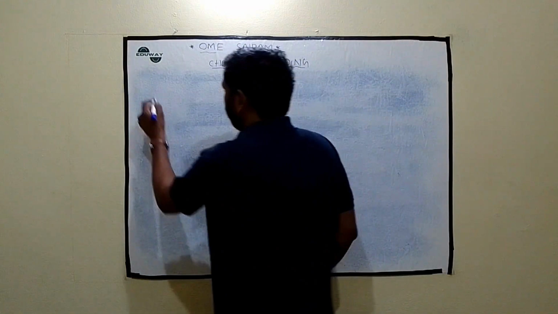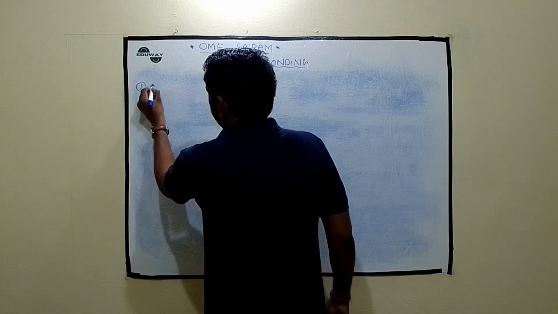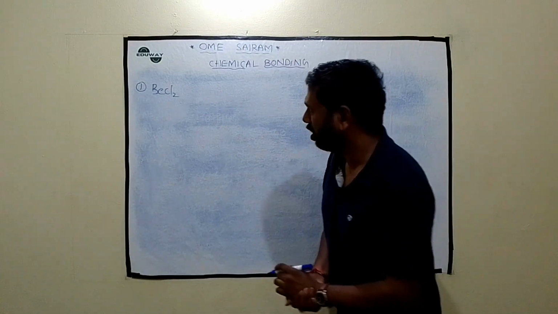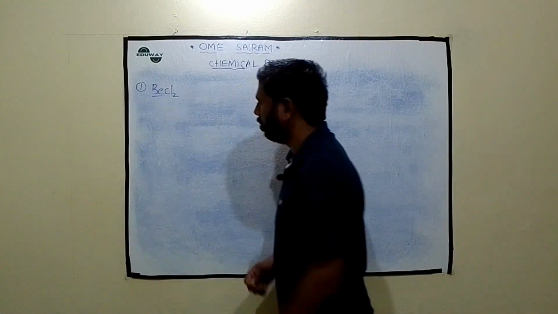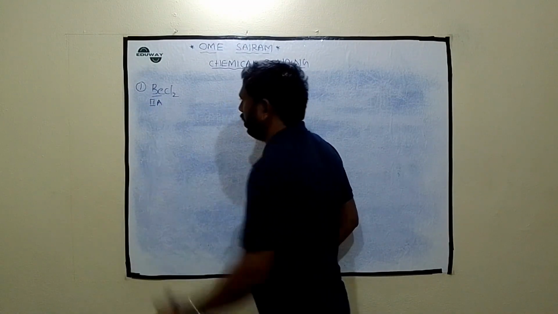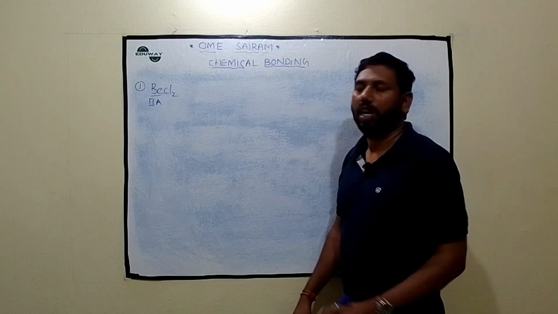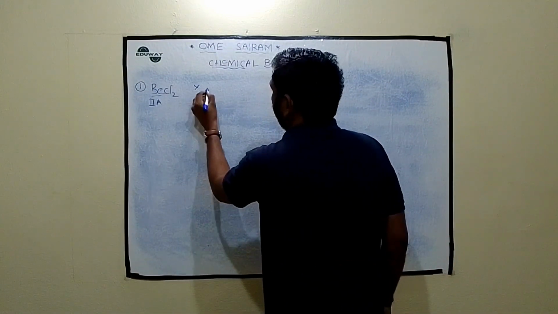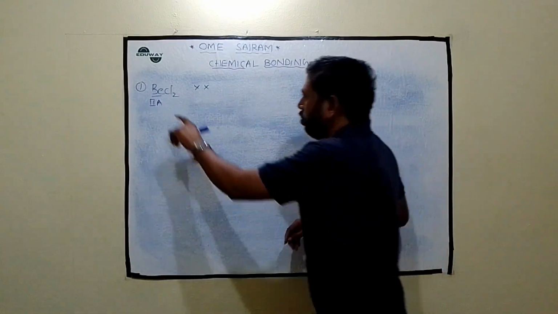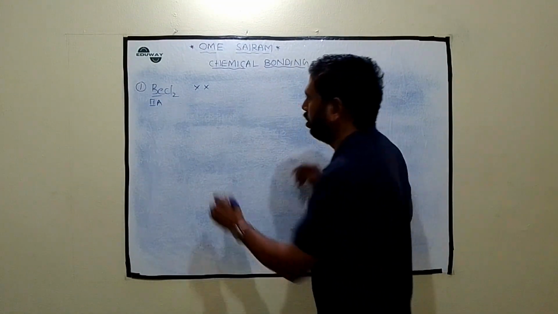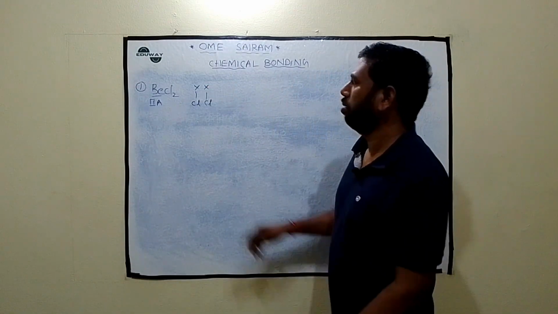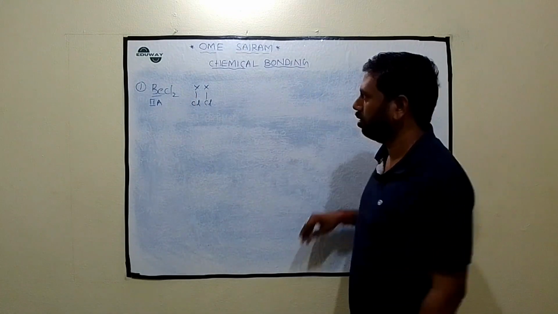The first molecule is BeCl2. In BeCl2 the central atom is beryllium. Beryllium belongs to the second group elements, which means it contains two valence electrons. Write like this first. Here beryllium is forming two bonds with two chlorine atoms.